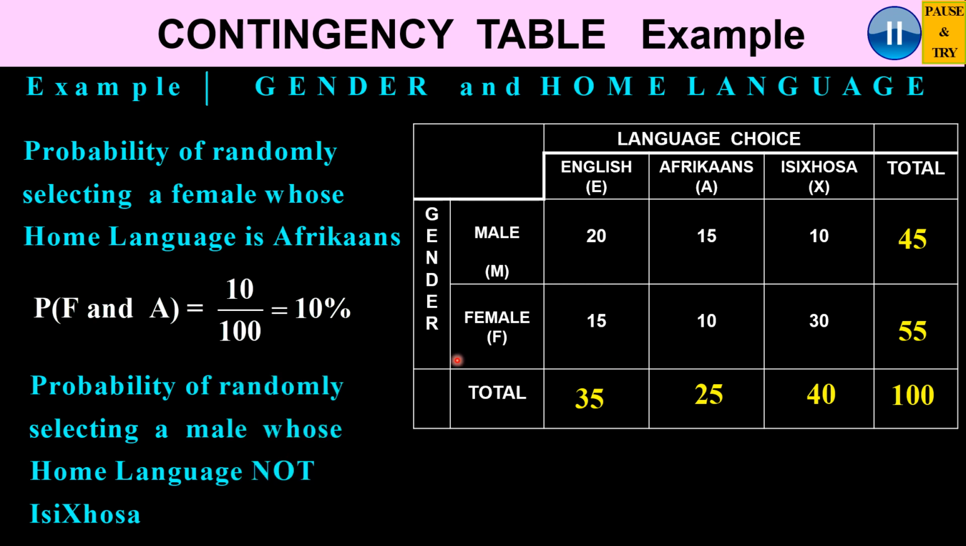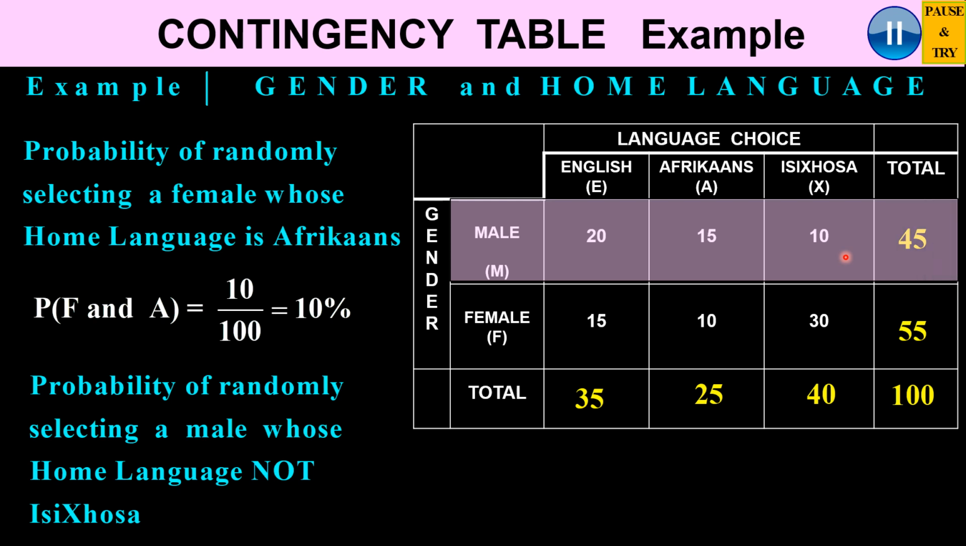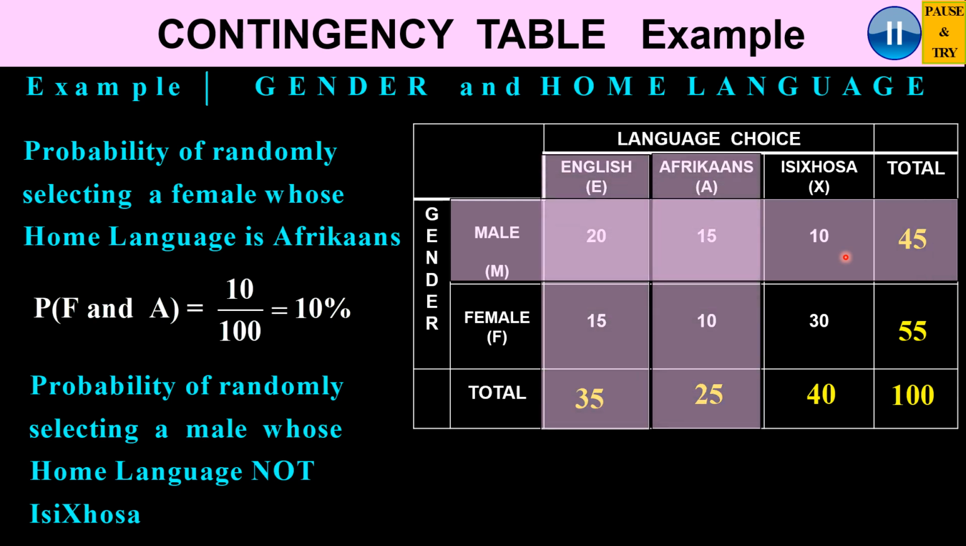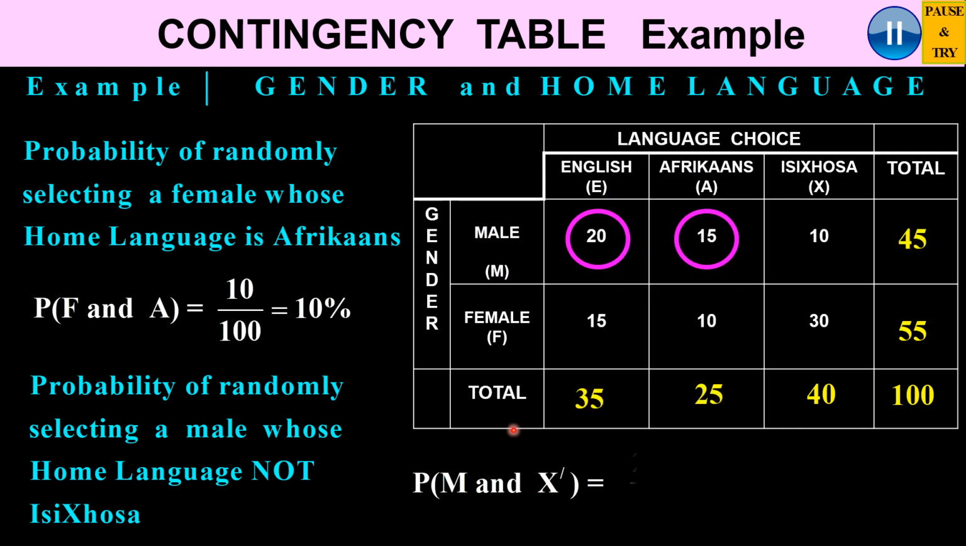Next, we want to find the probability of randomly selecting a male whose home language is not isiXhosa, right? So we want the males, but only those whose home language is not isiXhosa. So we don't want these people. It's all the males, and then we don't want isiXhosa, so it's the English and Afrikaans. And we see there it's the 20 and the 15. So how many males whose home language is not isiXhosa? That is 20 plus 15. So the probability of getting a male whose language is not isiXhosa is 20 plus 15, and that gives me 35 over 100, which is 35%.